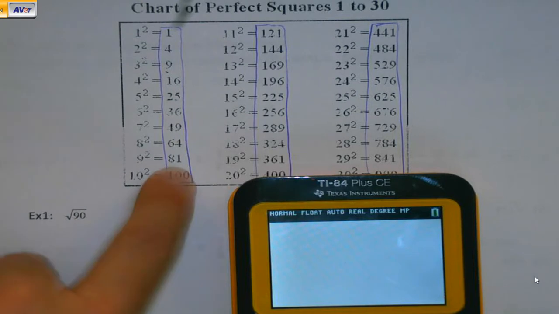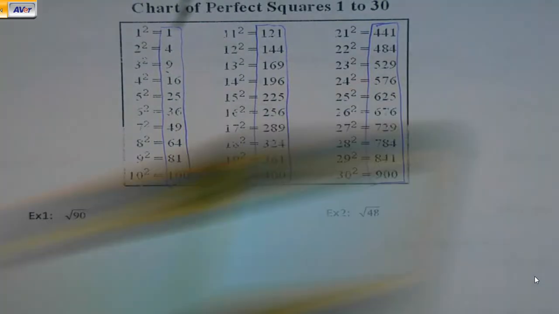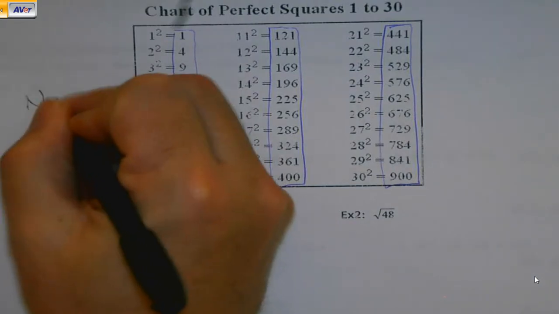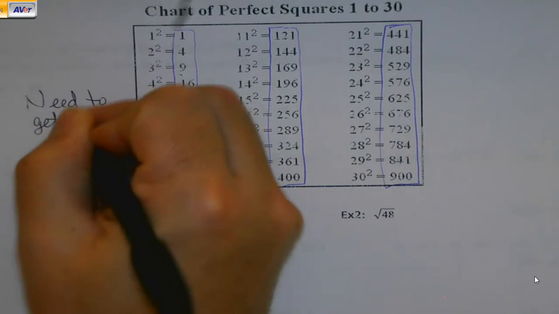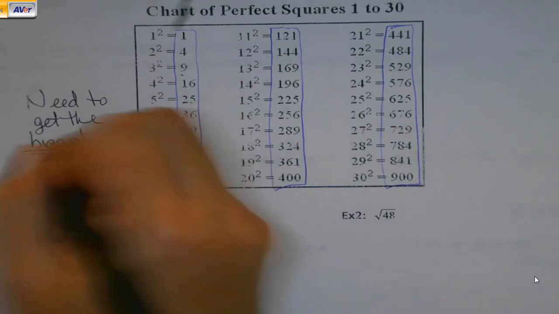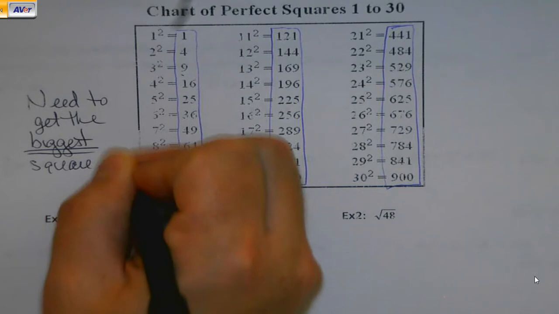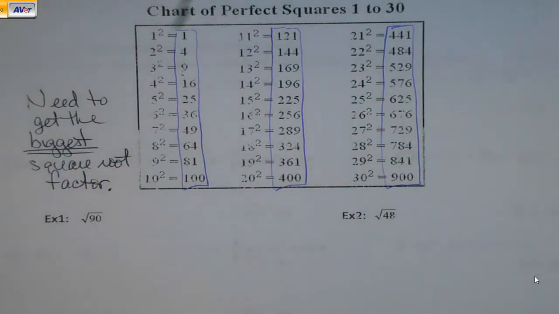First, I notice 90 is not in the list, so 90 is not a perfect square. So my job now becomes, and I'm going to make a little note of this over here, we need to get the biggest square root factor. And I'll explain what I mean by that when we get into a problem where that could be an issue. That'll probably be more of an example 2 issue.